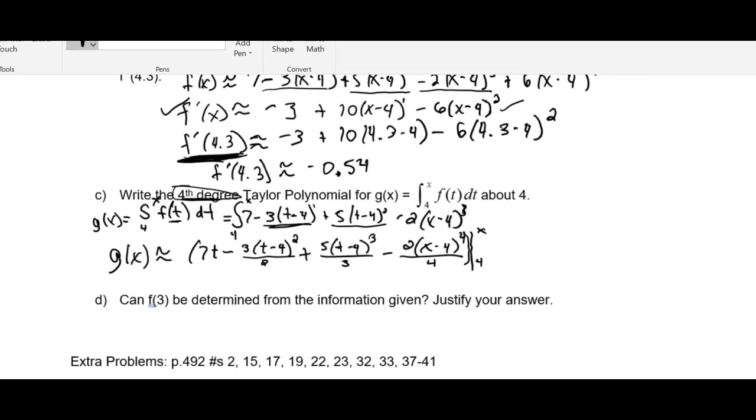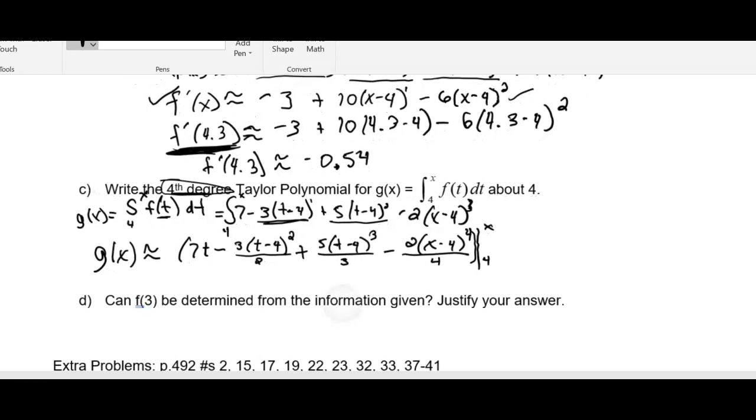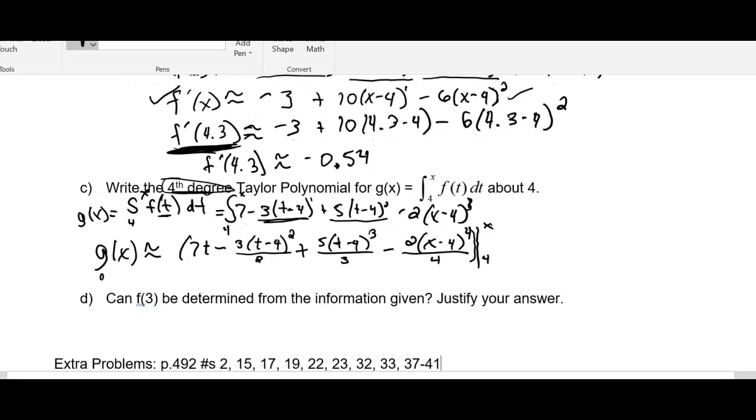Hopefully I can fit this in here. Make it a little bigger. Try to write a little smaller. So the function g of x approximated with a polynomial. Let's plug in our upper limit. So you would get now 7x minus 3 times x minus 4. We're going to end up back in terms of x like we're supposed to, since we want this to be g of x. So wherever you have a t, you're plugging in your upper limit.